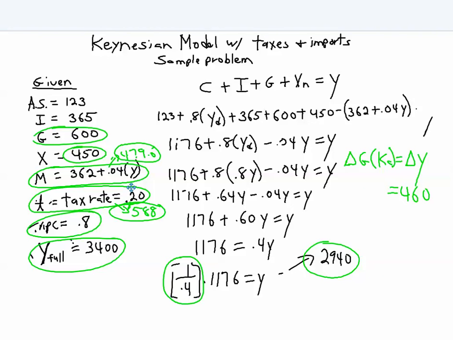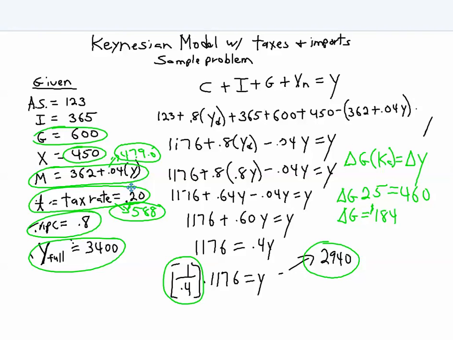The actual multiplier was 2.5. And so now we can just solve for the change in government spending. So I get the change in government spending that we need to bring the economy up to full employment is only $184.